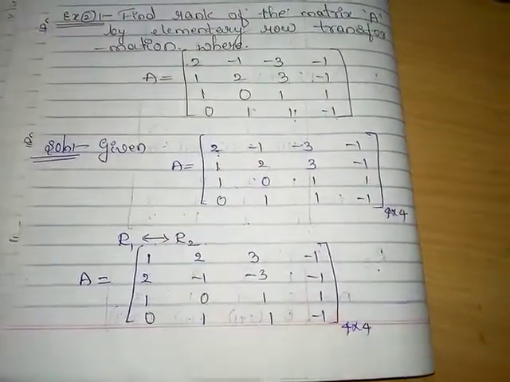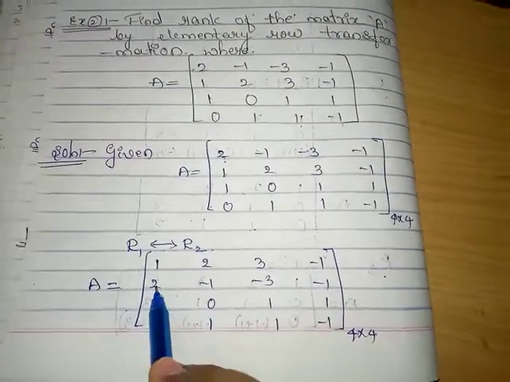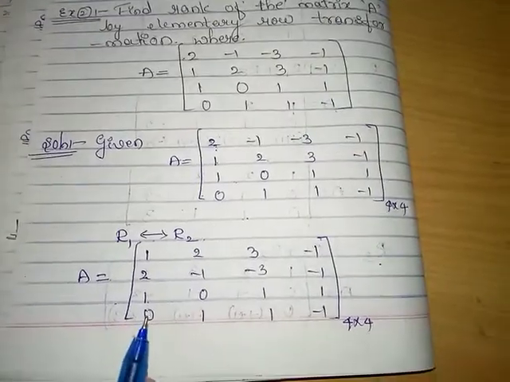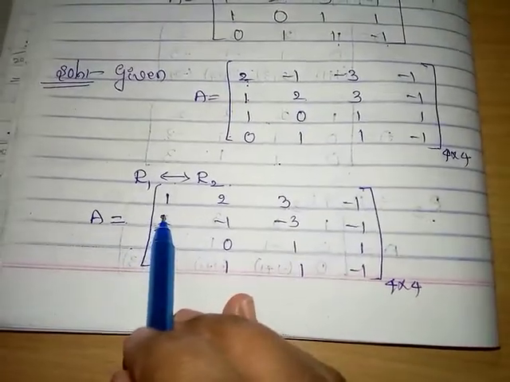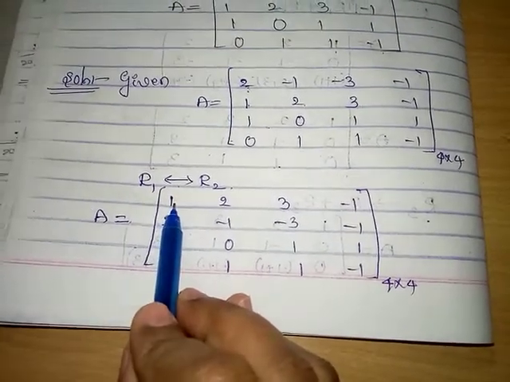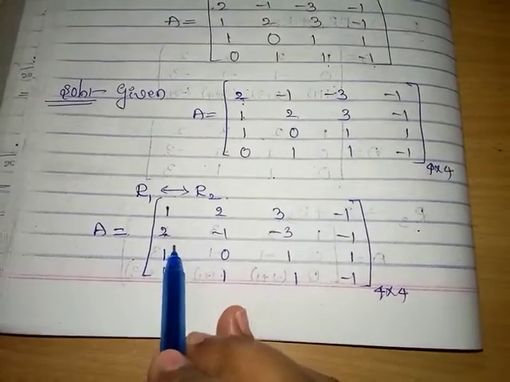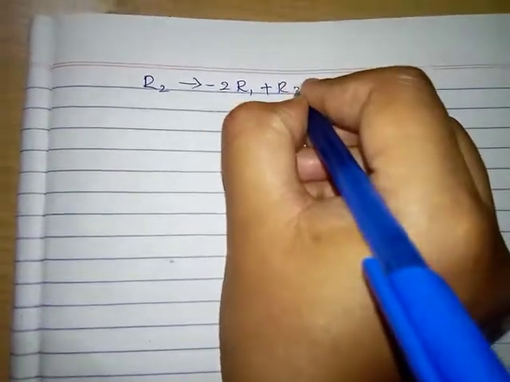This is the first transformation. Next, our intention is to reduce this element and this element to 0. For that, to make this element 0, similarly as in the first example, we multiply the first row by minus 2 and add this to R2. The same transformation applies here: R2 changes to minus 2 R1 plus R2.